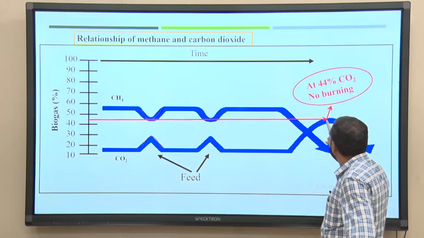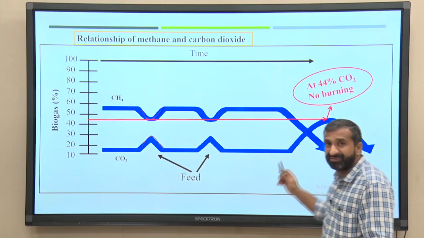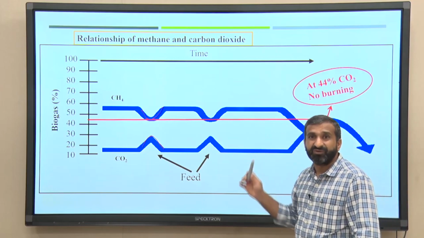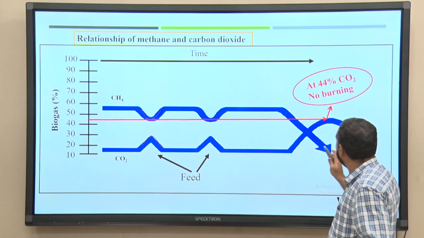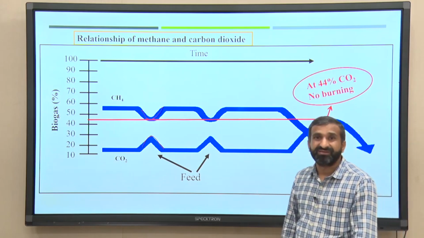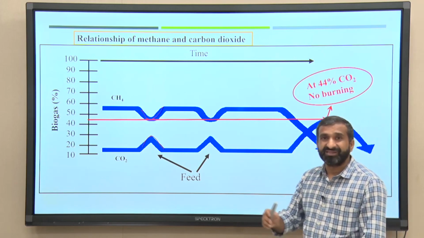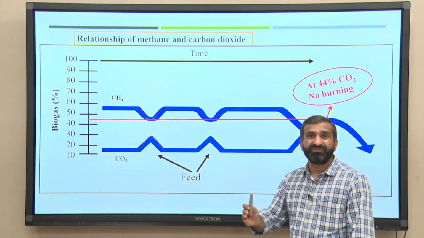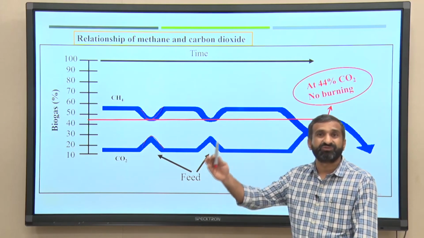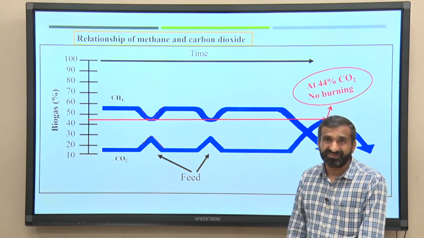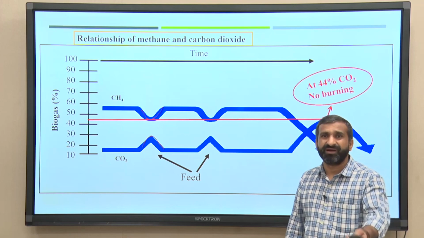At 44% carbon dioxide getting out from the reactor, there will not be any burning or any flame possible. A reactor generating more than 45% carbon dioxide cannot be useful for cooking purposes. And this is the problem with those gobar gas plants.